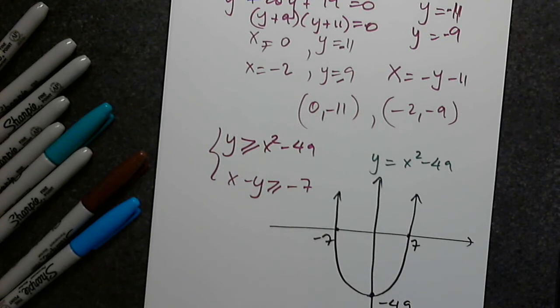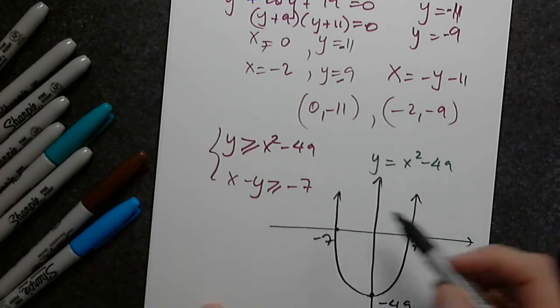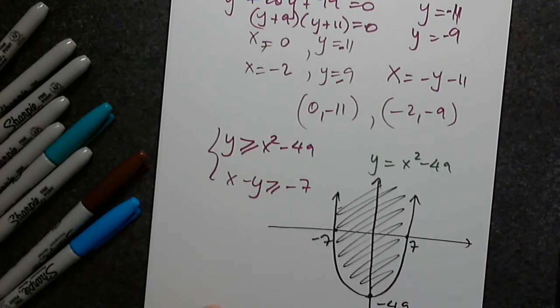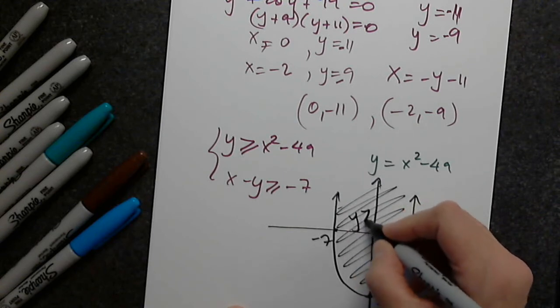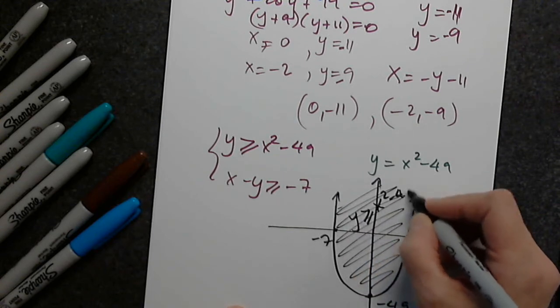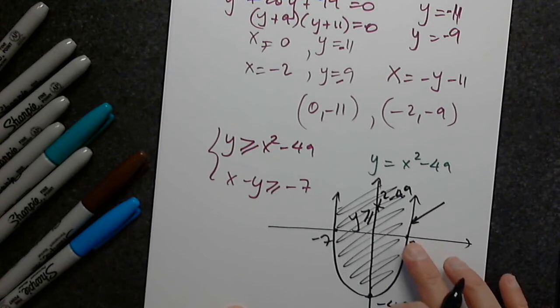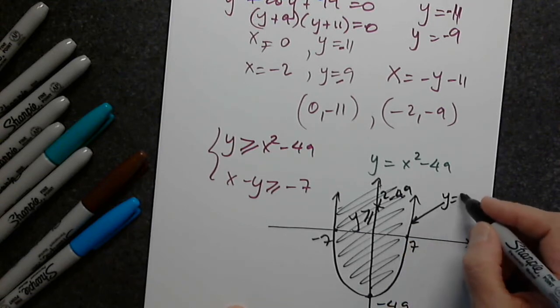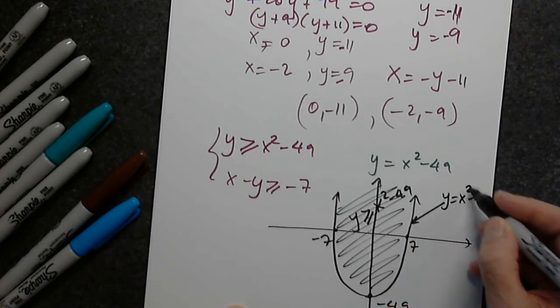Now we plug in 0, 0 in the inequality. Is 0 greater than or equal to negative 49? If you say yes, I'll shade in the inside. If you say no, I'll shade in the outside. It is yes, very good. So we'll shade in the inside. This is y greater than or equal to x squared minus 49. The graph of the function is only y equals x squared minus 49.